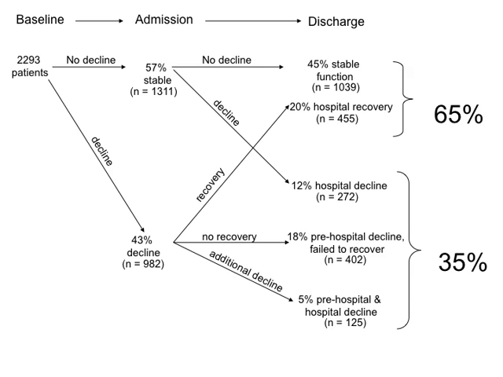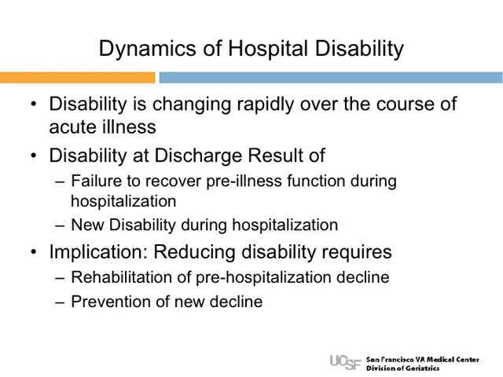So what does this all mean for the dynamics of hospital disability? Disability is changing rapidly over the course of acute illness. One problem with some of the terminology of hospital-acquired decline is that we are actually talking about something a little bit more complicated. Disability at discharge is the combination of two things.